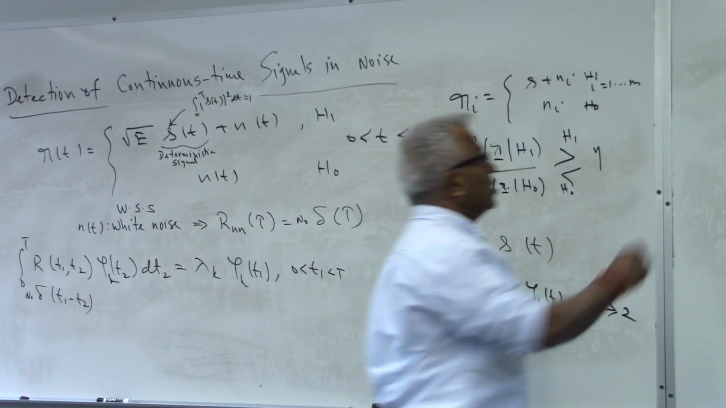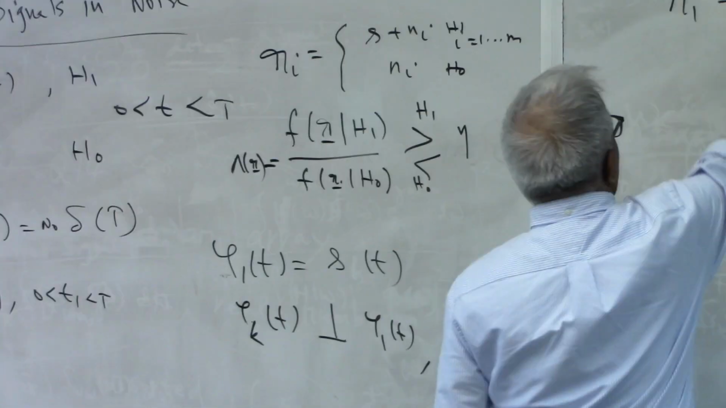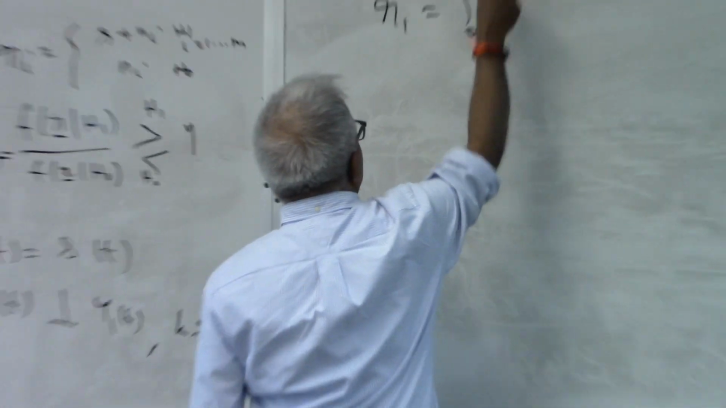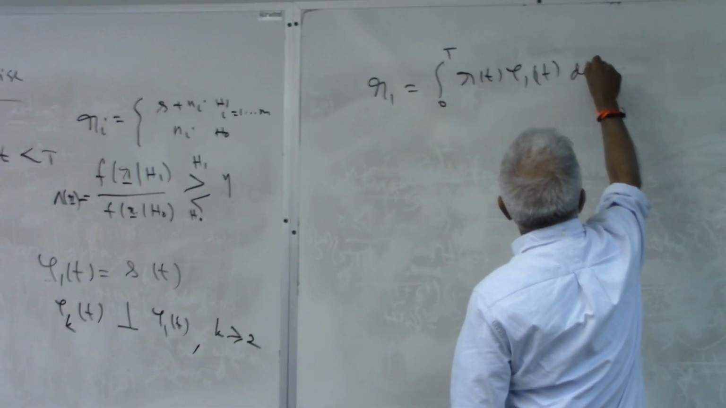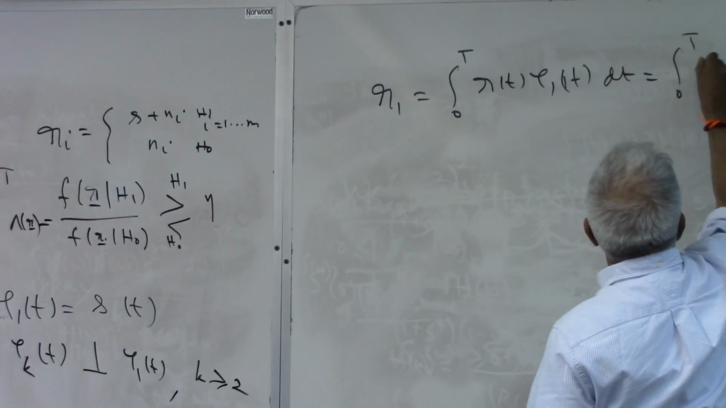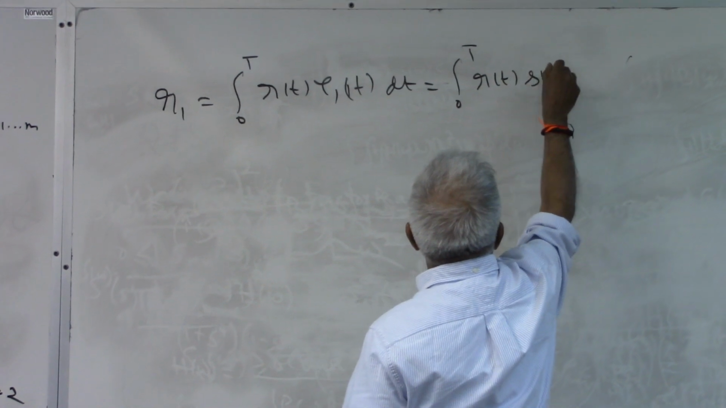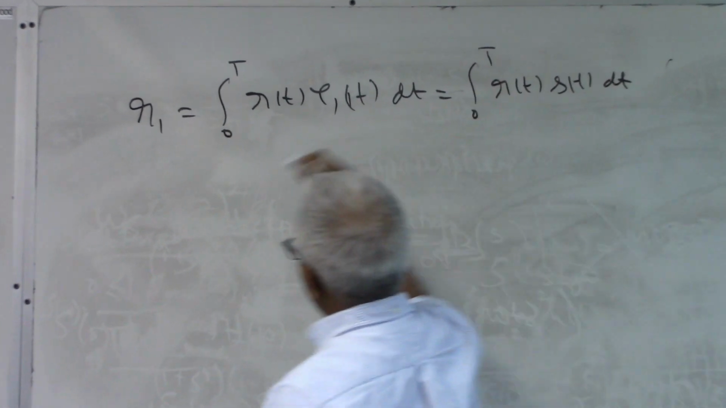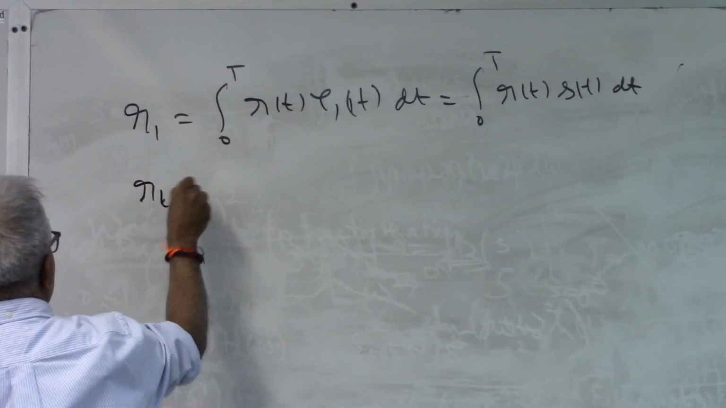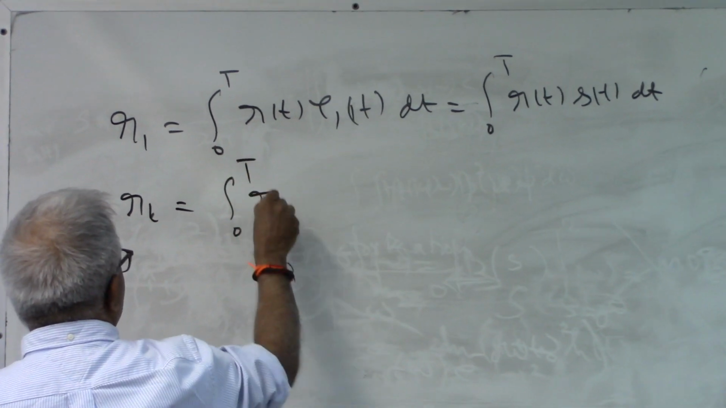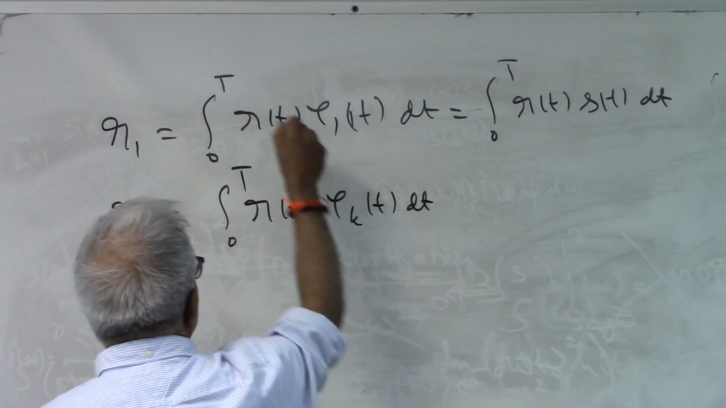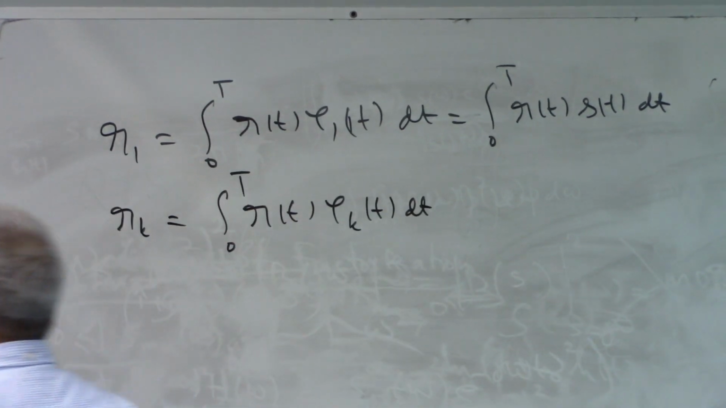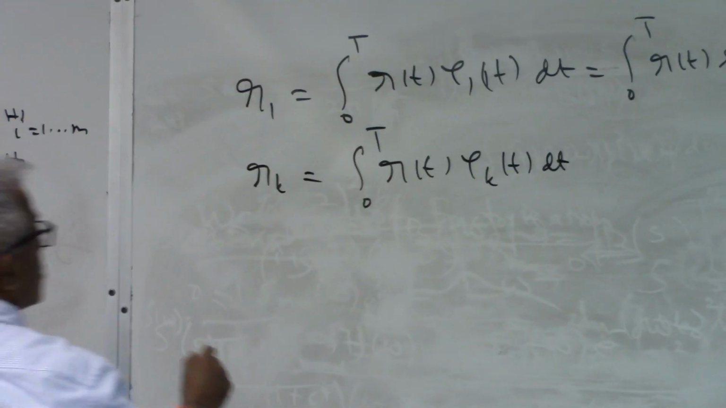And if you recall, the data R1 will be, you correlate the R of t with phi 1 of t. So that's going to be the integral from 0 to T of R(t) s(t) dt. And all the remaining data, Rk, will be, you correlate the R of t with the phi k's, whatever they are. So let's do that. Find out R1.